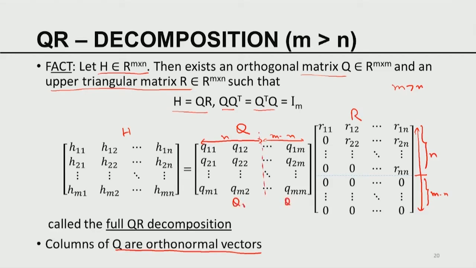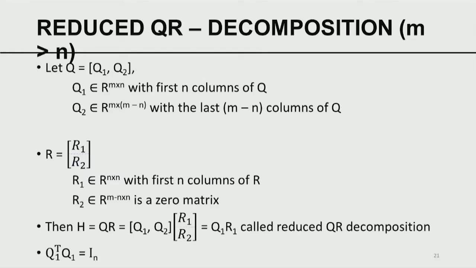So Q1, Q2 is a partition of Q. R and 0 are partitions. So this lower part is essentially a 0 matrix. Therefore, I can partition Q as Q1, Q2, where Q1 is the first N columns of Q. Here the rest, the M minus N columns of Q, as shown in the previous slide. R2 is the all-0 matrix. R1 is the first N rows of R. Therefore, I can express H is equal to QR, Q is equal to Q1, Q2, R is R1, R2.